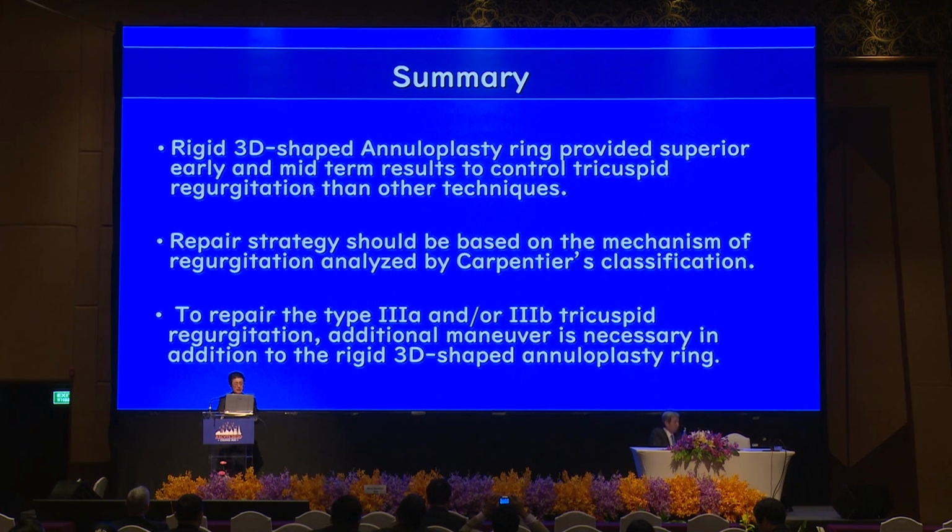So in summary, a rigid 3D shaped annuloplasty ring provided good early and mid-term results. And the repair strategy always has to be assessed by Carpentier's classification. And then type 3A and 3B regurgitation is difficult to manage with isolated tricuspid annuloplasty, so we need an additional procedure in addition to the ring annuloplasty. Thank you very much for your attention.